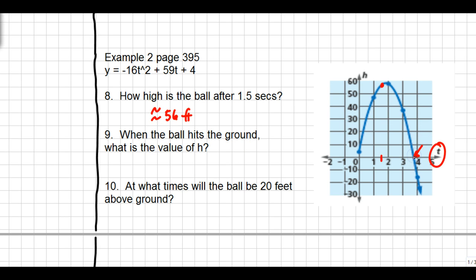It clearly hits the ground when it crosses the x-axis. So it looks like about right there. It's asking for when, so it's asking for a time. So I'd say t is about, and it looks like it's definitely more than 3.5 seconds. I'd say more like 3.7 maybe. So about 3.7 seconds.